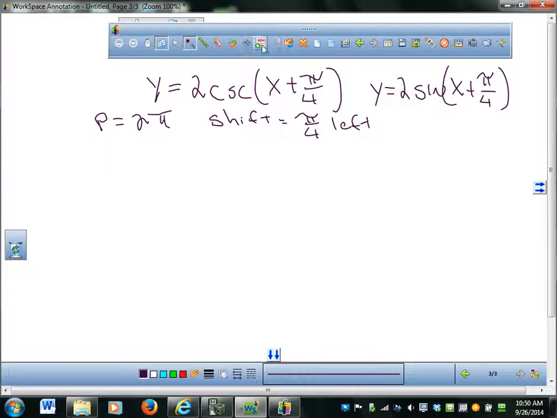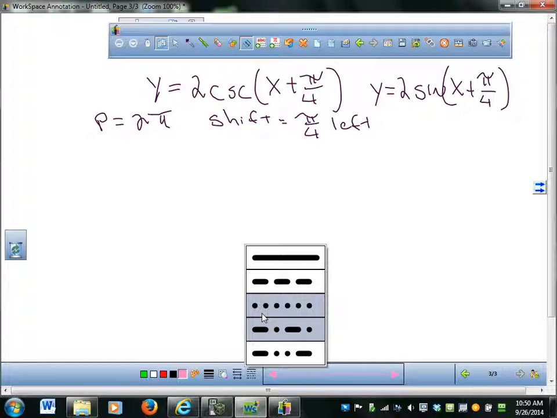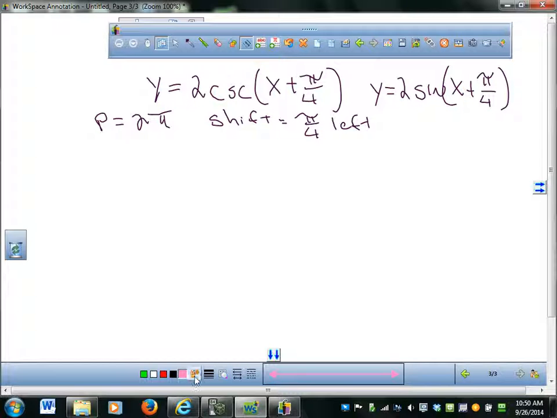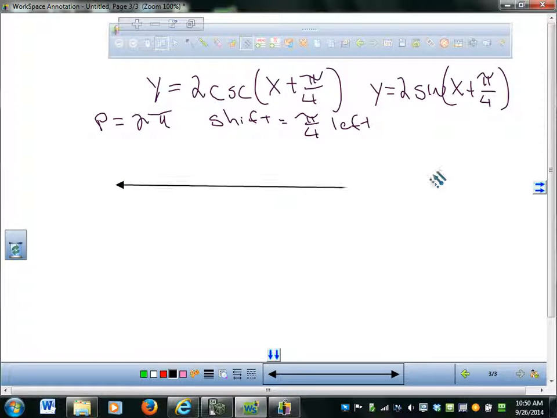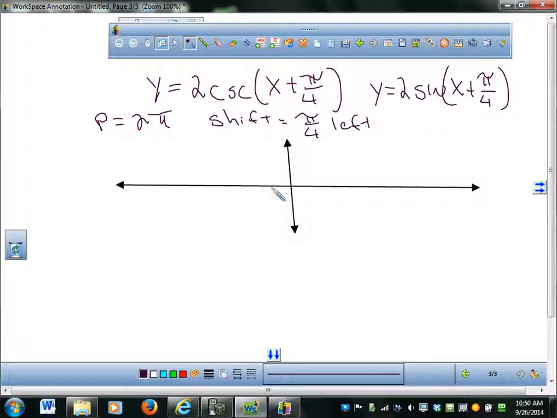And we'll worry about the endpoint in a second, so I'm just going to draw a graph with solid lines. Okay, so my start point is going to be negative pi over 4. Who can tell me what my end point is? What's my end point? Where would it end? 2 pi. Very good.